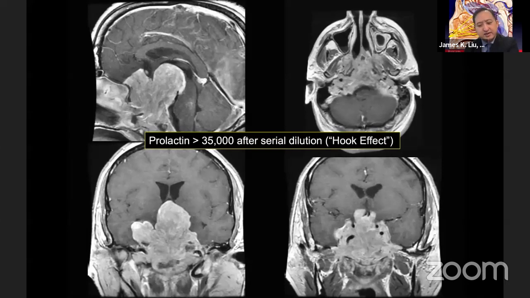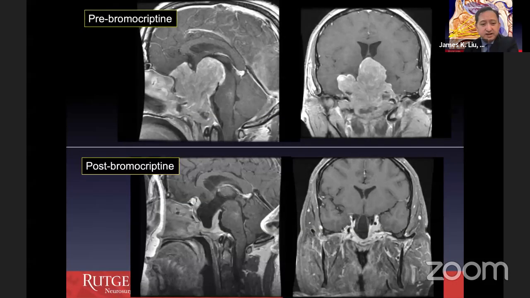So this patient doesn't need the neurosurgical procedure. You can treat this with medical therapy. And he responded very nicely to bromocriptine therapy. You can see the tumor is nearly completely melted away, and he's done quite well now for about 8 years.